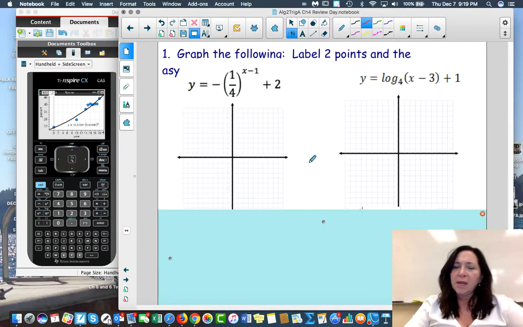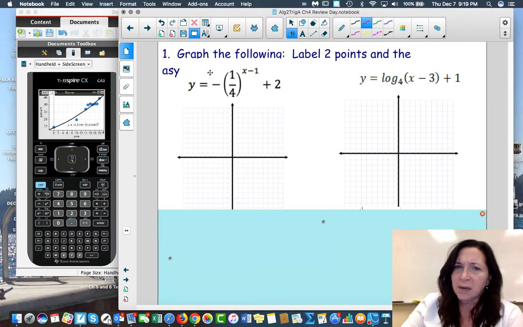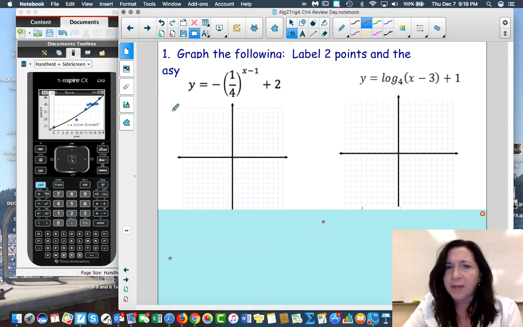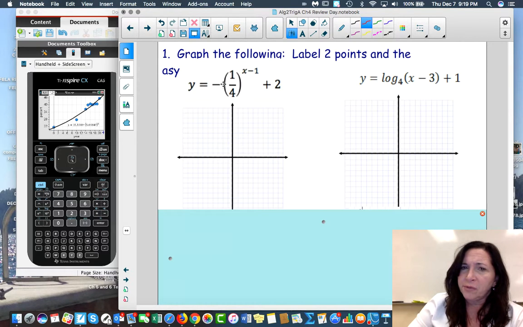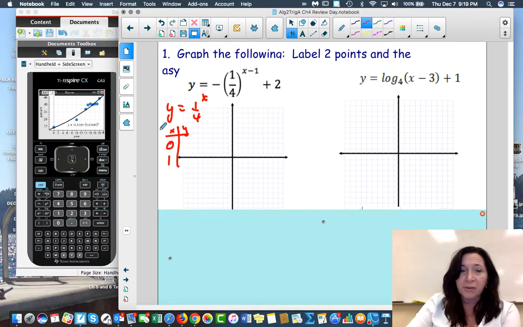So another thing that you should be practicing is graphing equations, because both of these are going to be on your test. You do need to make sure you know how to do this. I always recommend to start with what we call the parent graph. And in this case, the parent graph is y equals 1/4 to the x power. You are going to plot some points for x and y. I usually tell people to plot 0 and 1.